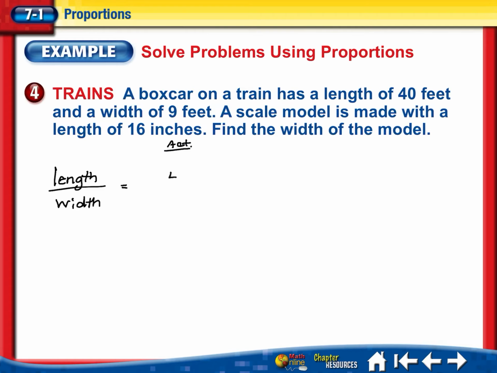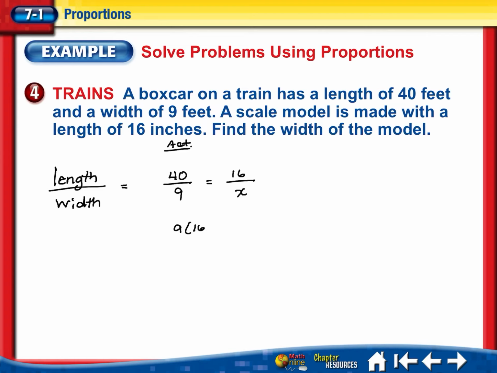So the length is 40 feet. The width is 9 feet. And that is going to equal, scale model is made with a length of 16 inches, so that goes in the numerator, and a width we do not know. So I'm going to call that x. And now here we have our proportion that we can set up and solve.